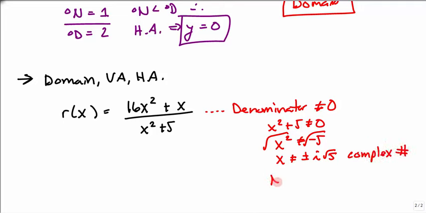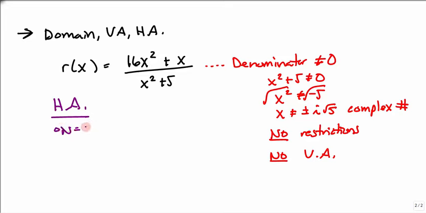And since there's no restrictions, there's no vertical asymptotes. There's no value that I can plug into that denominator that will make the denominator equal to 0. I can also talk about horizontal asymptotes now. The degree in the numerator here is a 2. The degree in the denominator is equal to 2 as well.